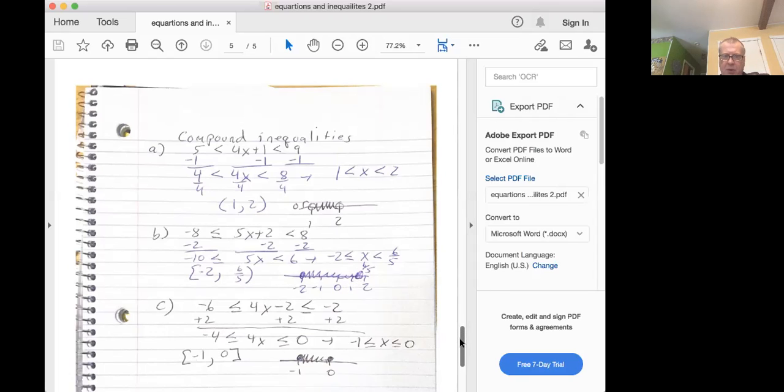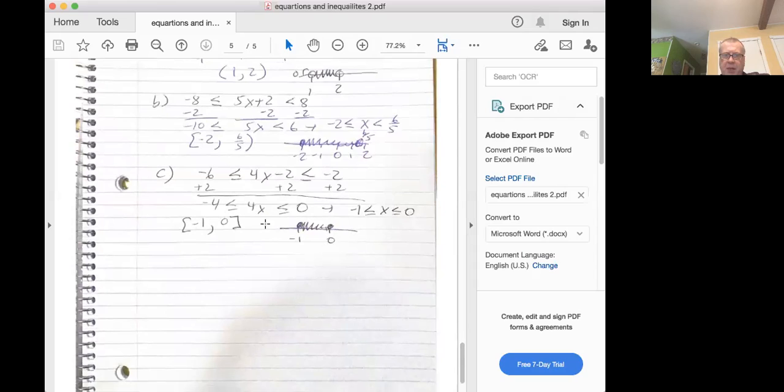And we're going to do the same thing for C. Except for C, when we add the 2 and divide by 4, we get minus 1 and 0. They're both closed because we have less than or equals for both.